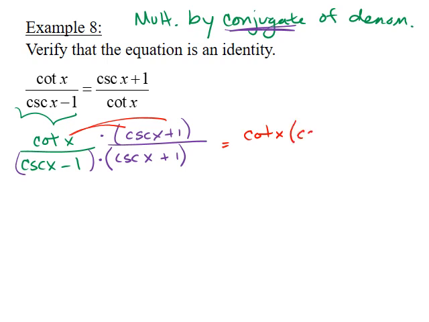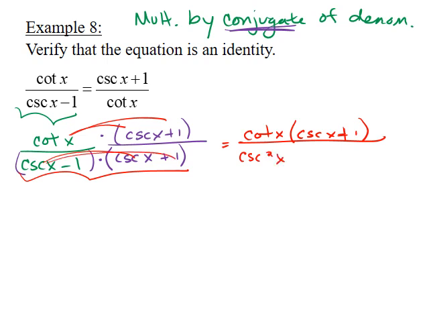I'm just going to leave it like this for now. And this is why. If you do distribute, you will have to factor out the cotangent of x again. And you'll see what happens. In the bottom, if I FOIL this out, then the reason we are multiplying by the conjugate is so that we end up with the following. This gives me a cosecant squared of x. This gives me a cosecant of x minus cosecant of x minus 1.